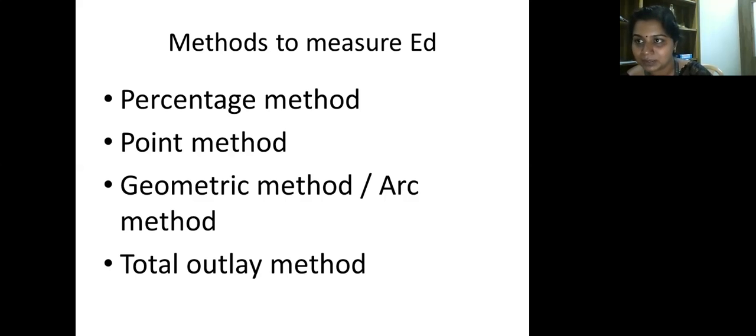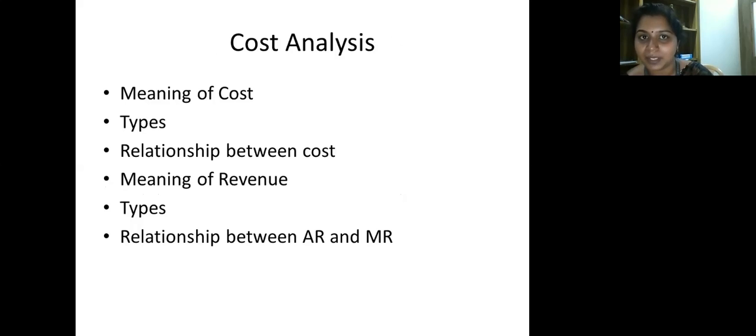The purpose and need: based on the need and purpose, we will be choosing which method to adopt to calculate the elasticity of demand. So this is cost analysis. Whatever we have seen before, you will be much more familiar with. Utility and demand will be comparatively easy for commerce students.